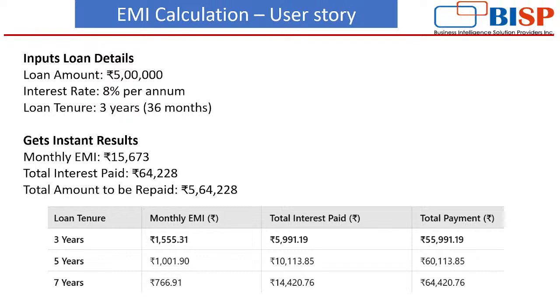He has also calculated the total interest amount that he is going to pay for 3 years and the total amount to be repaid, that is the principal amount and the interest amount. Now he checks the detailed breakdown of principal and interest paid each month. He realizes that interest is higher in the initial months and reduces as he pays more principal over time.